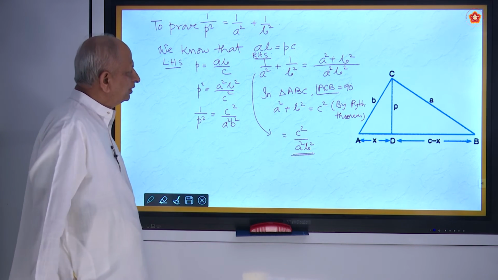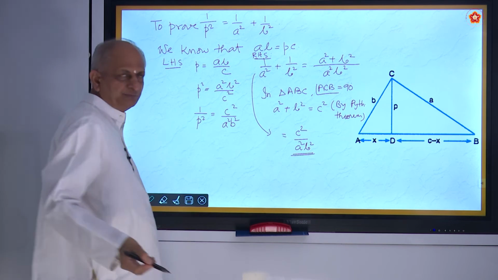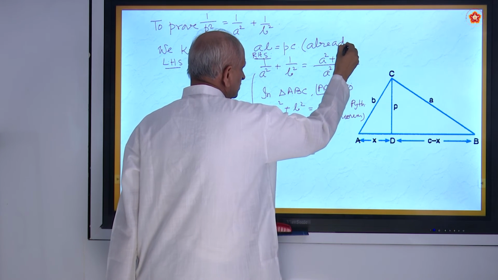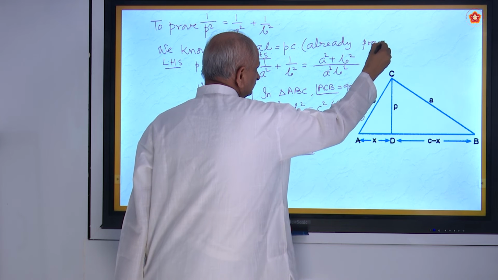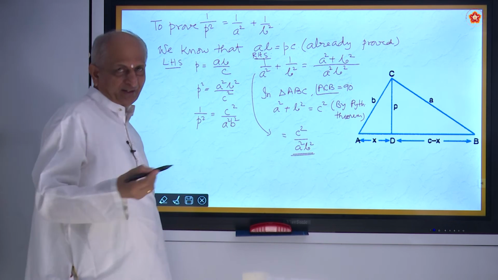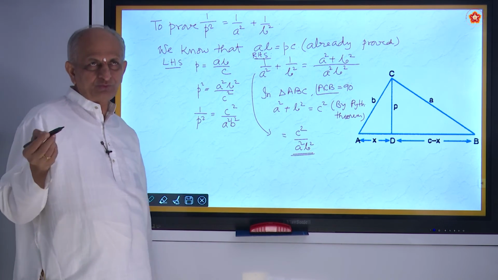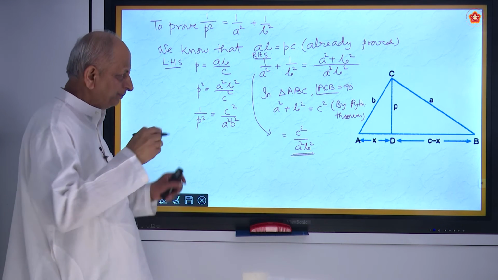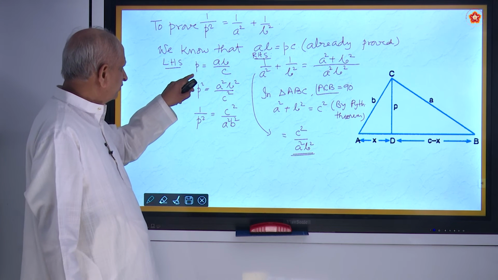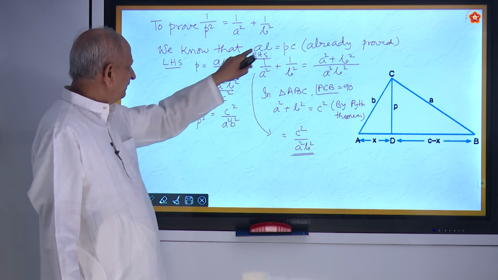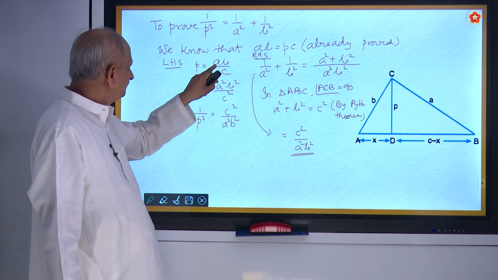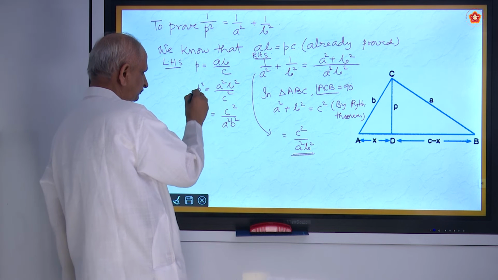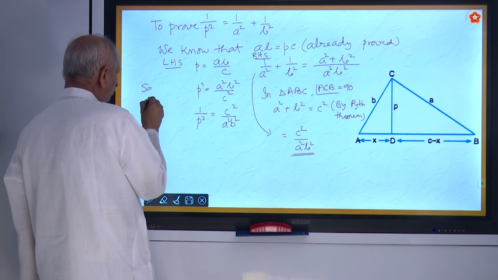For that, we know that AB is equal to PC. Just now we have proved it. So already proved in the first result. This is also a rider. Usually there will be values given. Here values are not given. You have to prove by principles. So in the right angle triangle, we know that AB is equal to PC. Therefore, P becomes AB by C here. If you square this, so how do you get it?